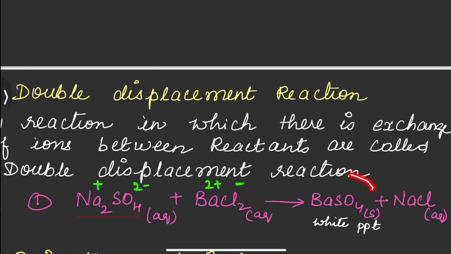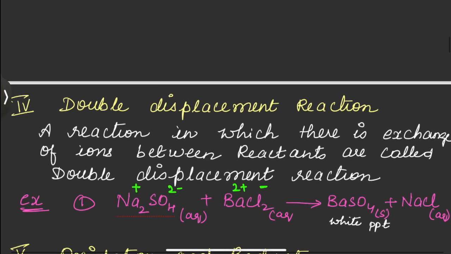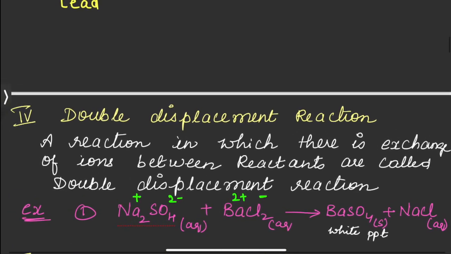Out of this, the first one, barium sulfate, will form a white precipitate. White precipitate means white color solid will be formed. Therefore this reaction is also called a precipitation reaction, because during this reaction a precipitate is formed. So this is called a double displacement reaction.